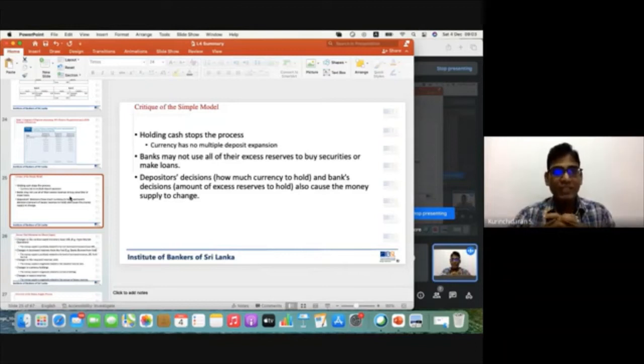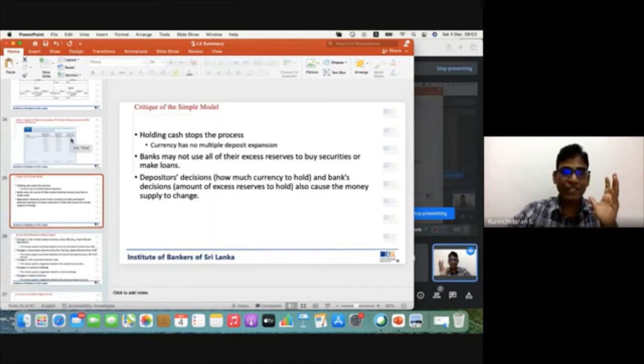So third, depositors' decisions, right? How much currency to hold, and the bank's decision on the amount of excess reserves to hold, also cause the money supply to change. Finally, this is straightforward in its functionalities, but there are some critics as well.